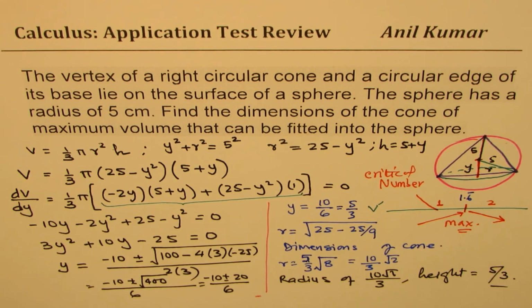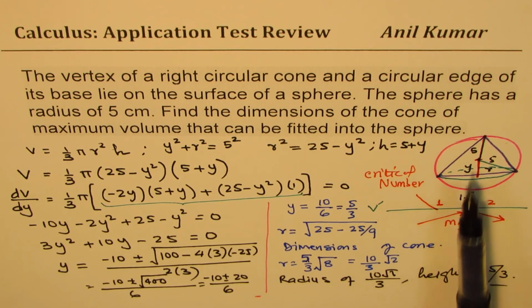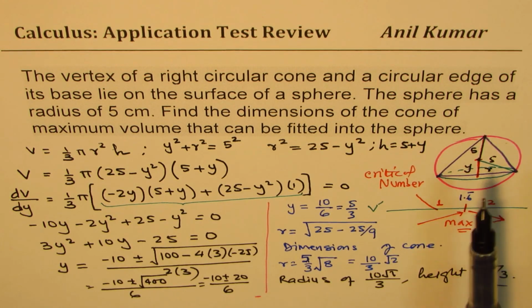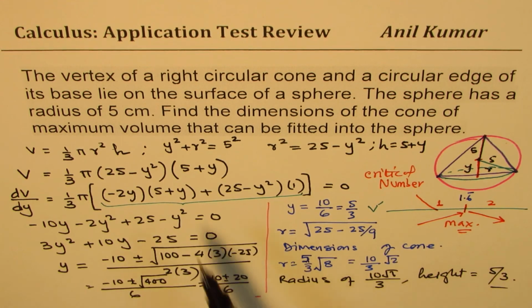So I hope that helps. The idea here is to make a diagram, relate the height, see how we took the value of y, the small triangle, and y squared plus r squared equals 5 squared is a critical step to understand how we can do it, right? And these are all the calculations which you can always do later. So I hope that helps.